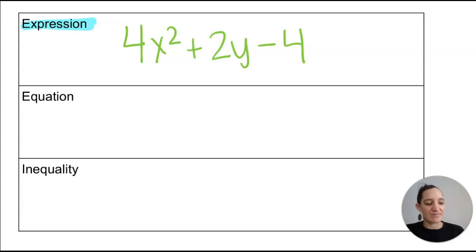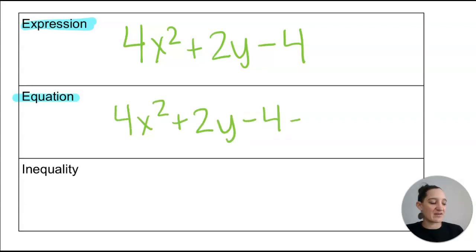That is an expression. Now, to help you see the difference between an expression and an equation, I'm going to write an equation. You can tell me the difference. The only difference between an equation and an expression is an equation has an equal sign as well as an answer. And here's an inequality.